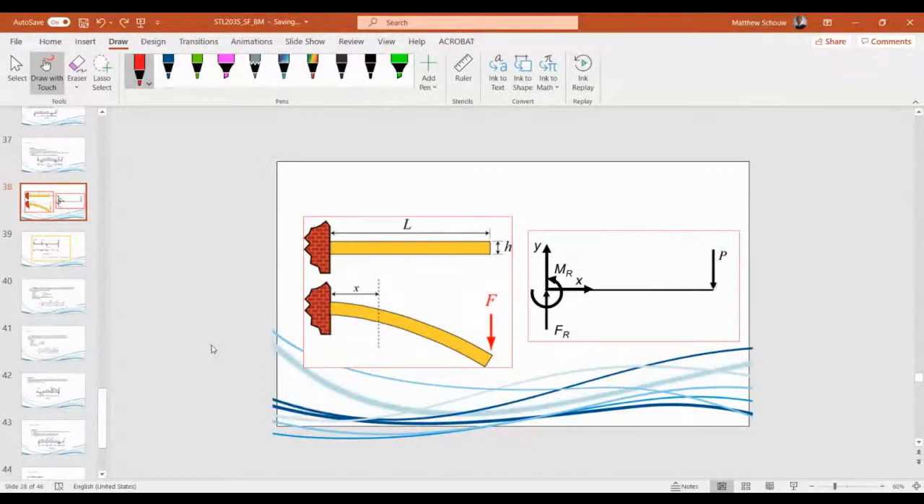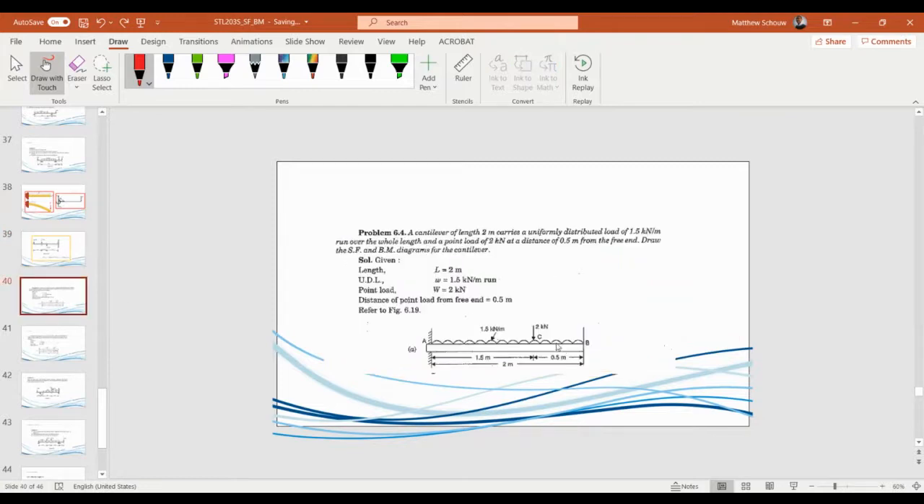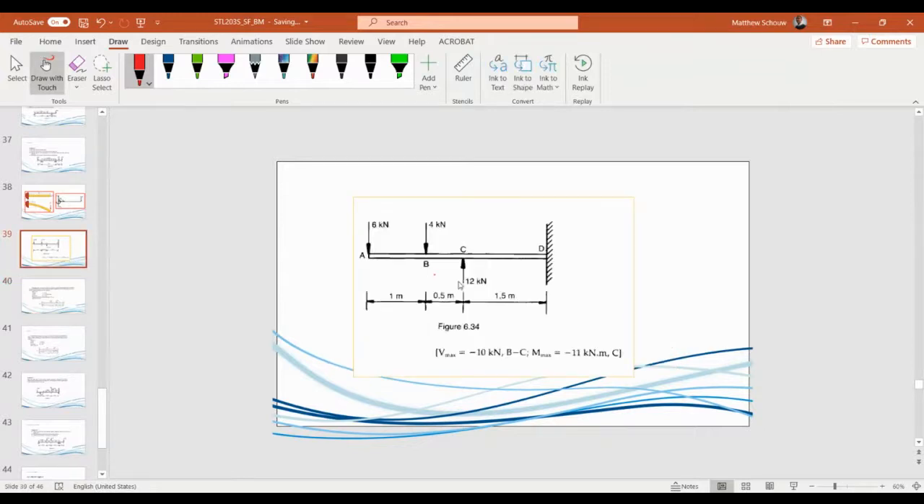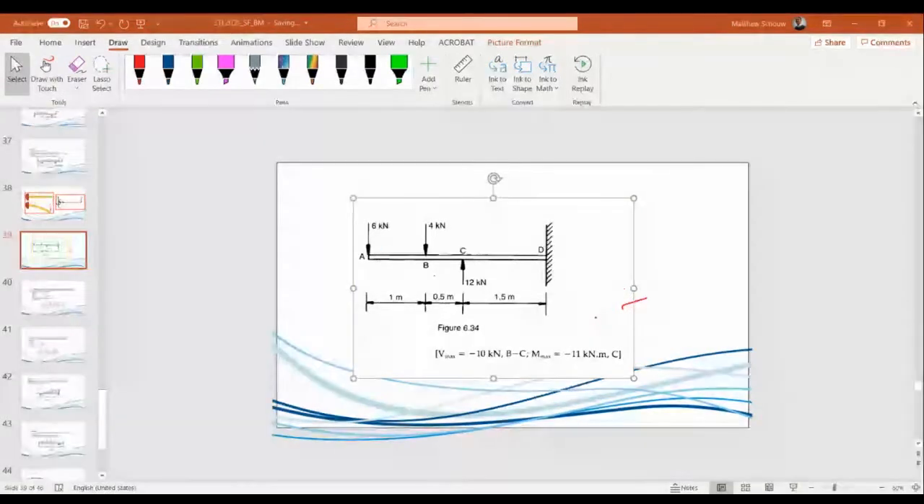So I'm just showing you how to work a cantilever beam now, and then a cantilever with a UDL. Those are the problems I want to focus on now. They're not actually difficult, they're much easier than simply supported beams. This is an example in the textbook, 6.5.